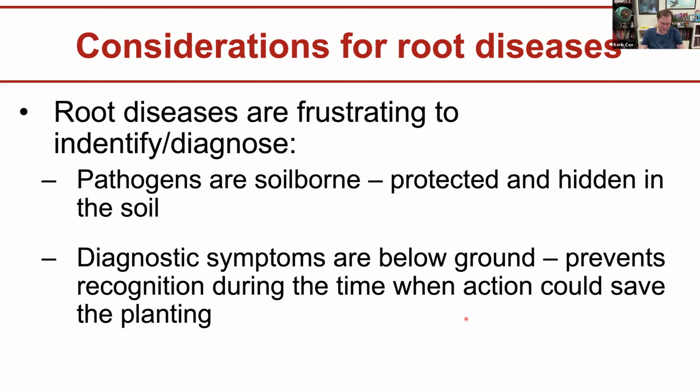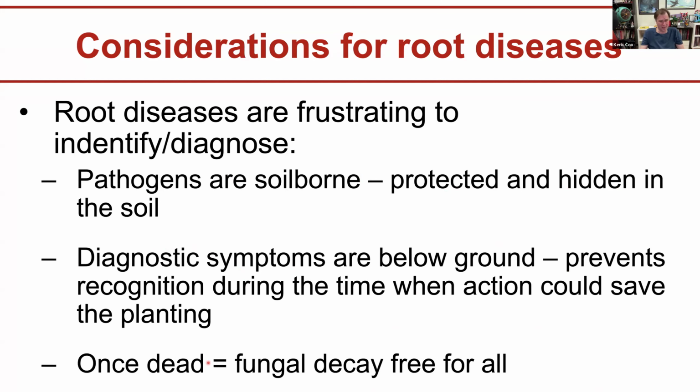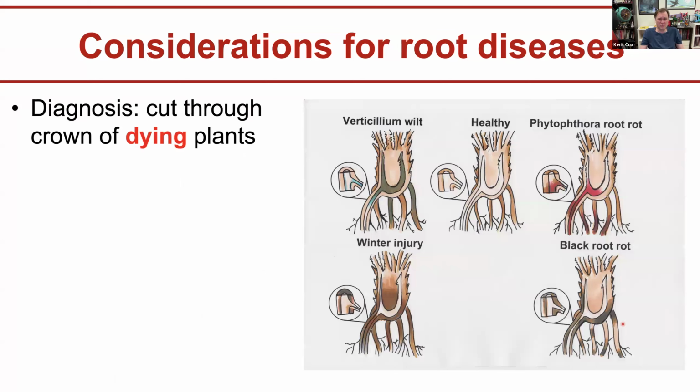The other thing that happens is once the plant starts to die, it just becomes this fungal decay free-for-all, like a winter injury or anything. Once it starts to die, the original pathogen just gets overwhelmed and other junk fungi come in there and cause trouble. So how do we usually do it?